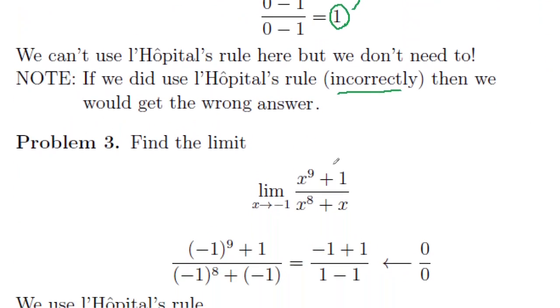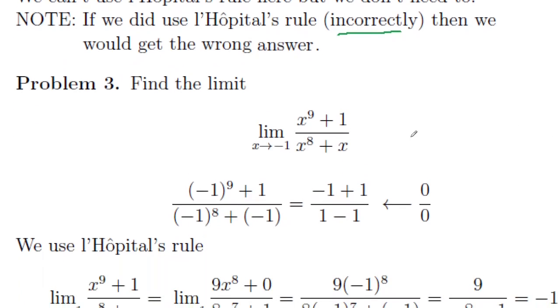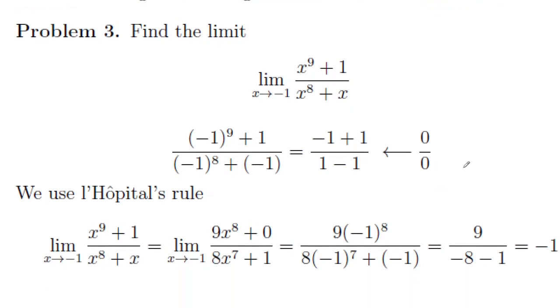In problem 3, we have a fraction, x to the 9 plus 1 over x to the 8 plus x, and we want to find its limit as x goes to negative 1. In setting x to negative 1, we see that we get 0 over 0, which is an indeterminate form. So let's apply L'Hopital's rule.